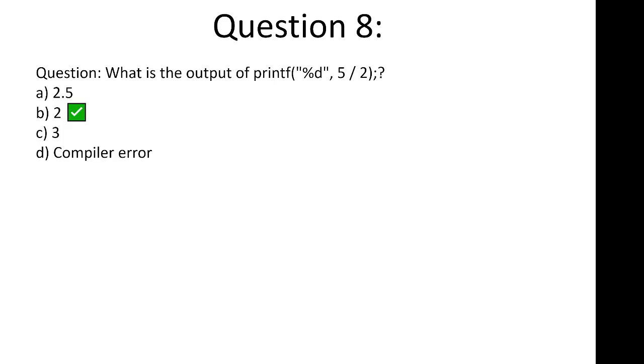What is the output of the printf? If you divide the numerator 5 by 2, what are you going to get? 2. Why? Because %d takes an integer format specifier, so you are going to ignore the decimal part. So the right answer is 2, not 2.5.